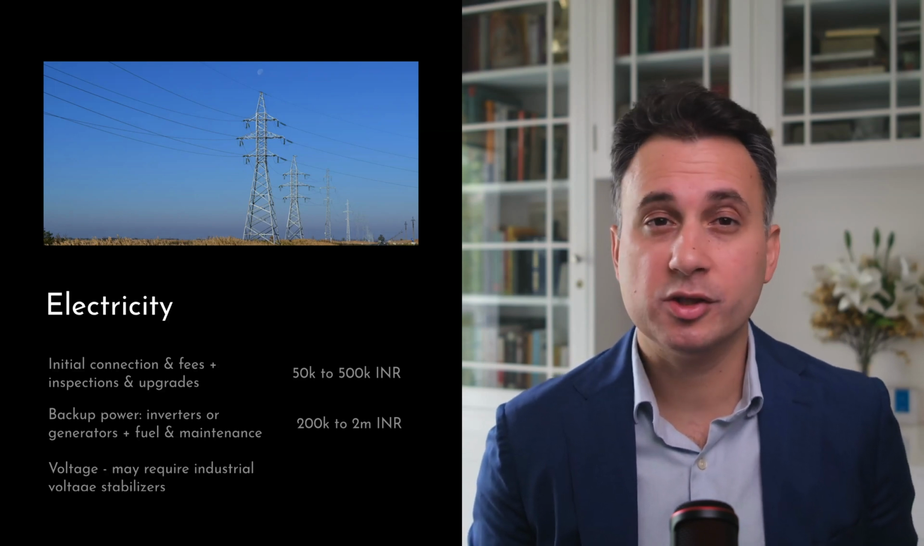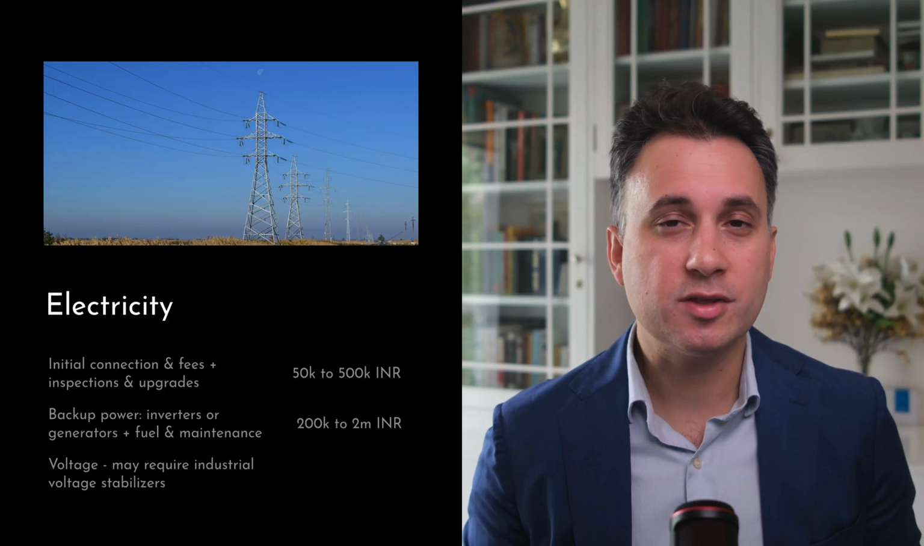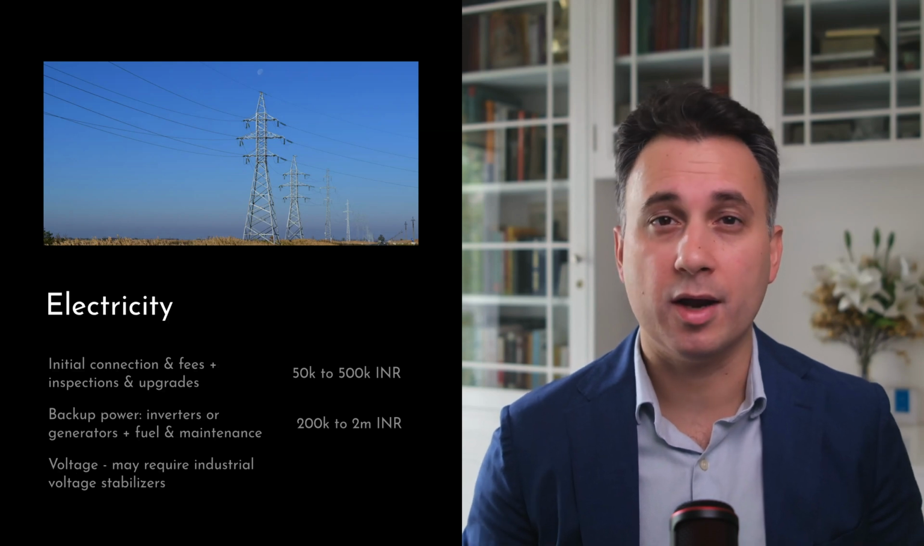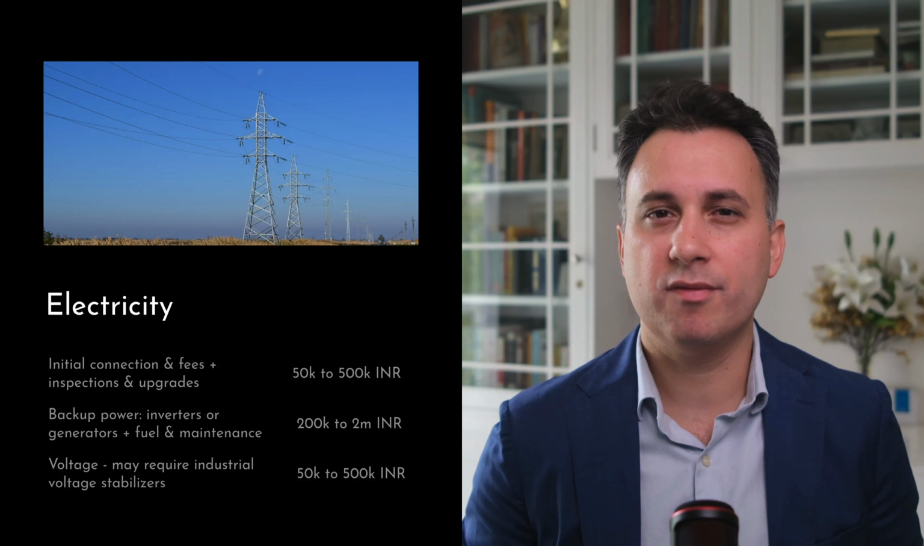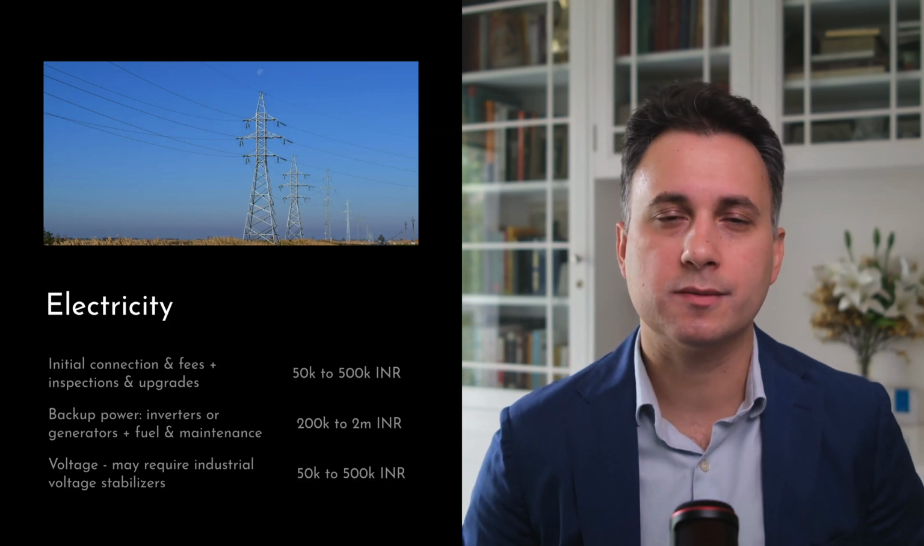Next, you have fluctuations and stabilizers. Voltage fluctuations, which are pretty common, can fry your equipment. Industrial stabilizers can add another 50,000 to 500,000 rupees to your setup costs.